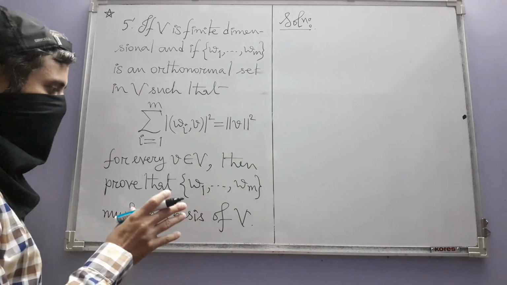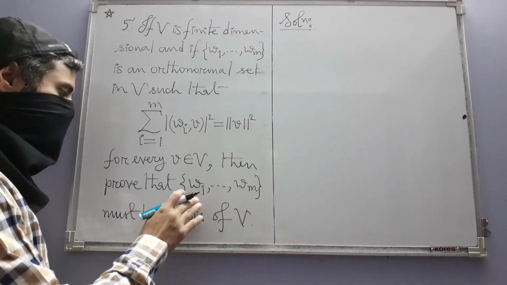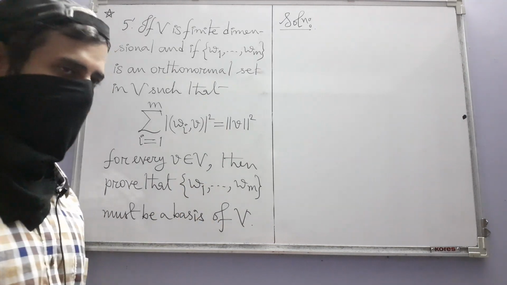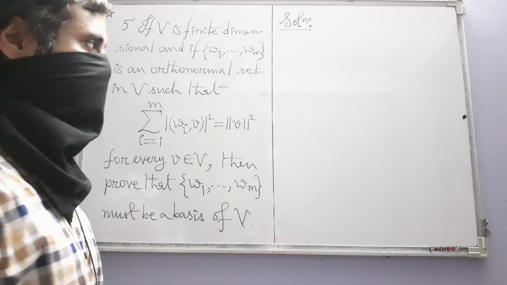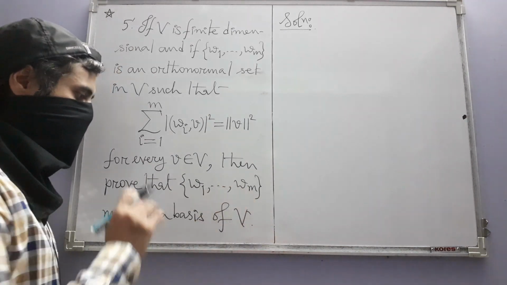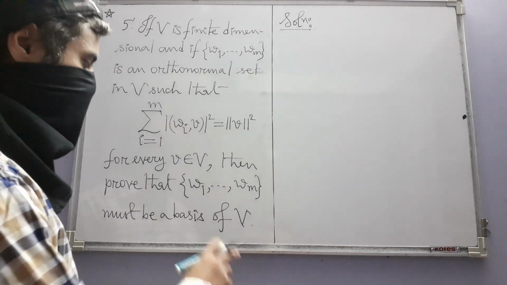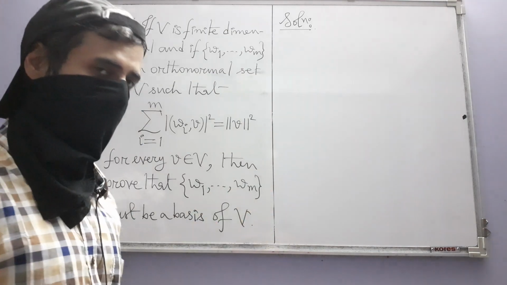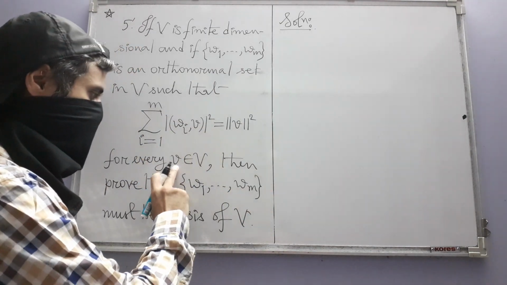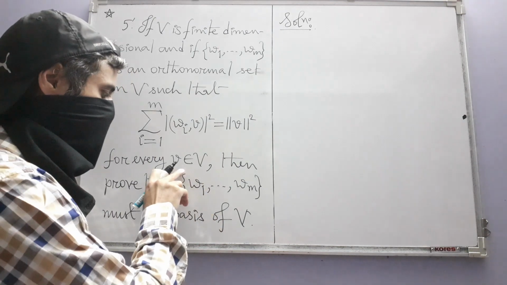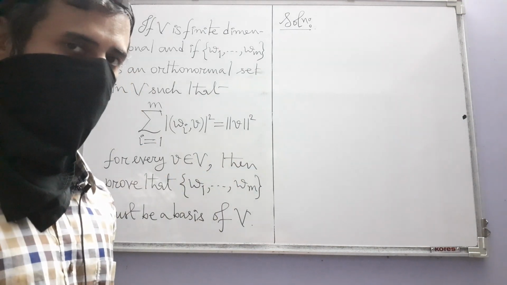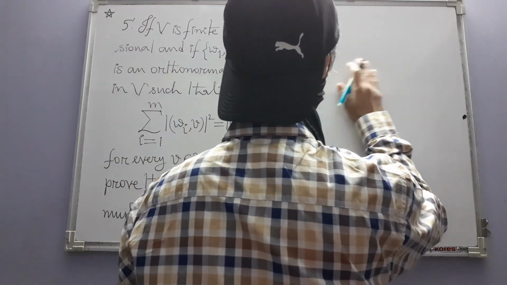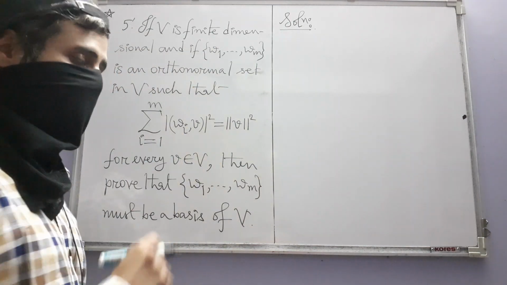Now, one thing we can immediately conclude about this set is that it's a set of linearly independent vectors. That's because it's orthonormal, so any orthonormal set is a linearly independent set. But we have to prove that it also spans V. So what now we are going to do? We are going to remove from the vector V all its components along the directions of this Wi. You will understand this remark when I define this vector. In fact, this is what we did in the previous exercise.